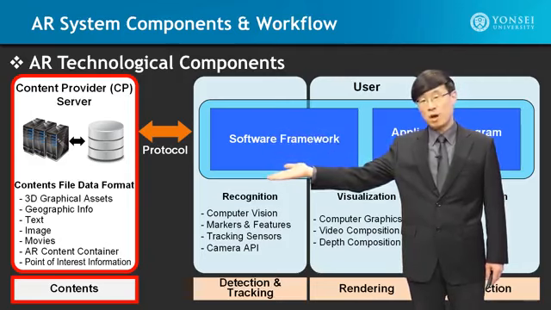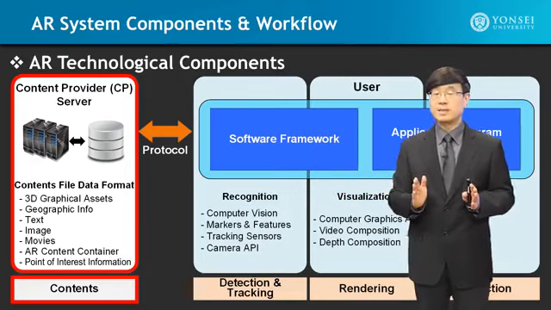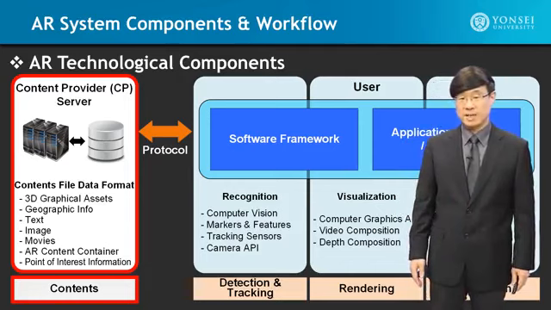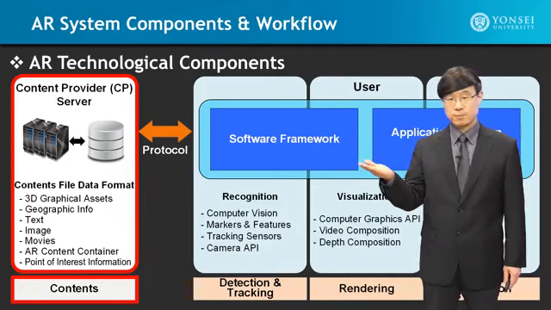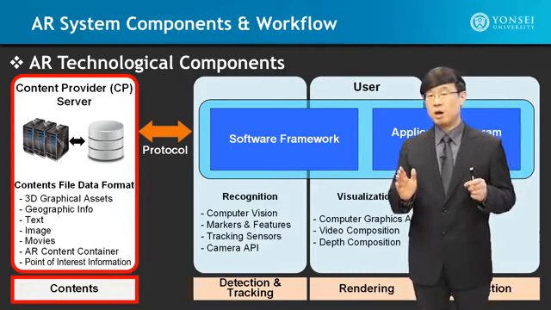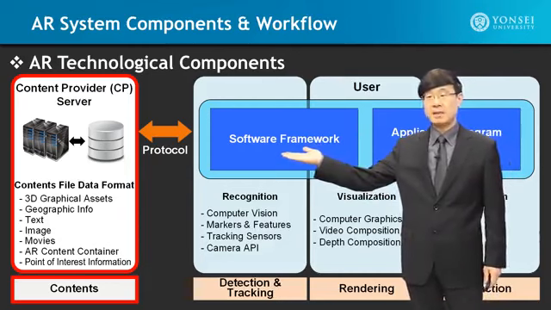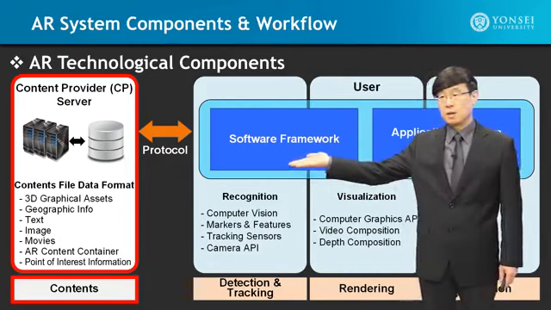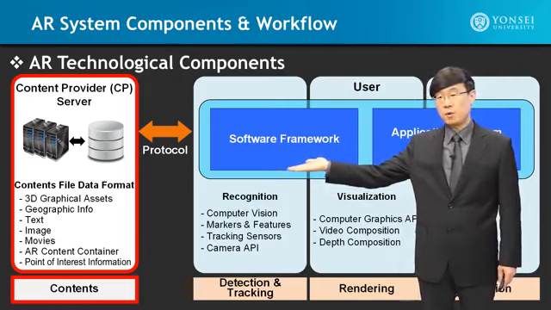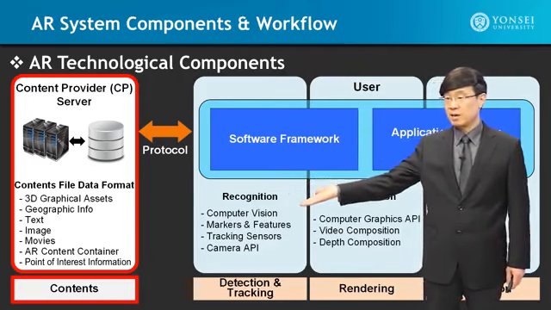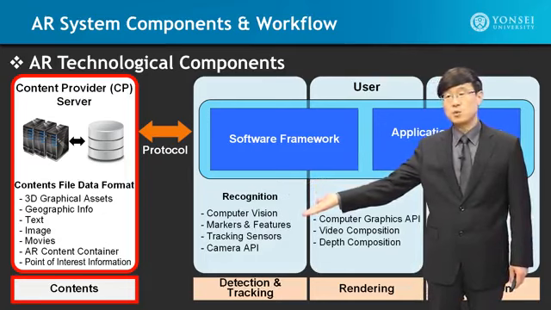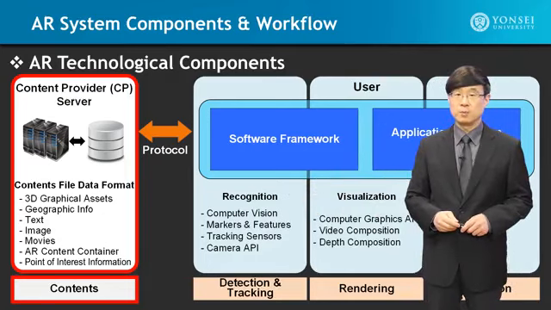And you can see this is where the content is actually stored. A part of the content can be made small and stored on the portable mobile device, which could be a smartphone, a head-mounted display, or glasses. However, the majority of the original database will be at the content providing server. The content file data format would be in the form of 3D graphical assets, geographic information, text, image, movies, AR content container, and point of interest information. This would be the domain of what we're looking into.